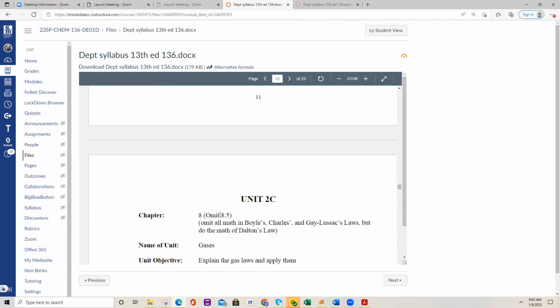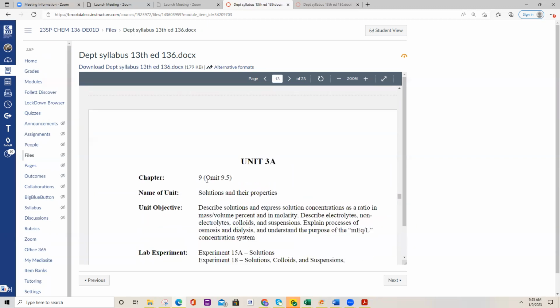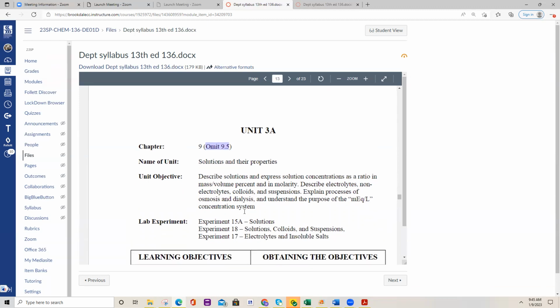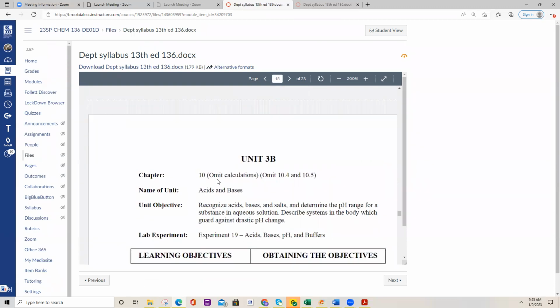Chapter 8. This one's an important one. We're going to omit 8.5 in its entirety. We're also omitting almost all of the calculations that are found in this chapter, except for one. So as you're going through and looking at this, you want to make sure you're not stressing about and taking time on items that we're not ever going to do. Another good example is here in chapter 10, where we're omitting all the calculations. We're also omitting 2 sections of that chapter. Again, chapter 10, we only do about a third of that chapter.